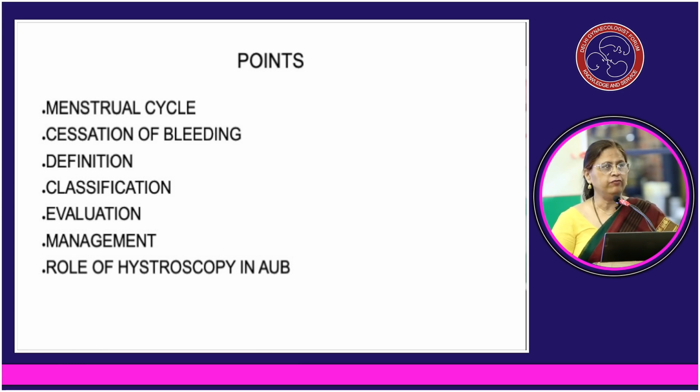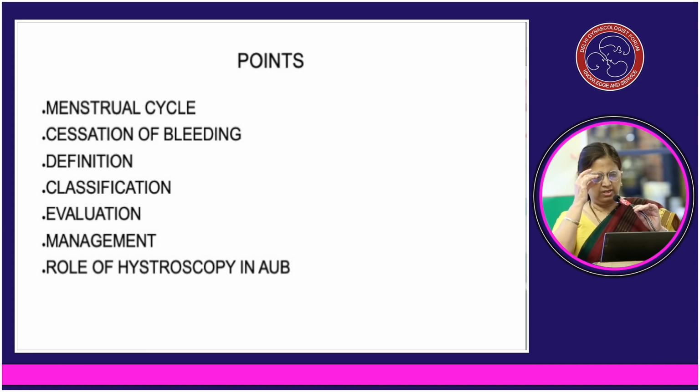And the first thing I would like to share is that we are seeing 30 to 35% of patients with AUB almost, according to the literature. But when we see what difference has occurred in the classification, you will see that even 50 to 60, 70% of the patients we are seeing in gynae are AUB.